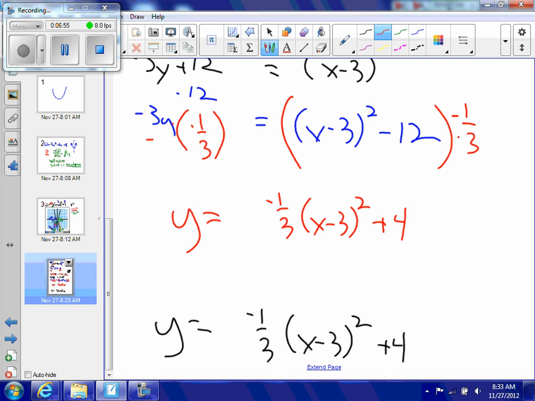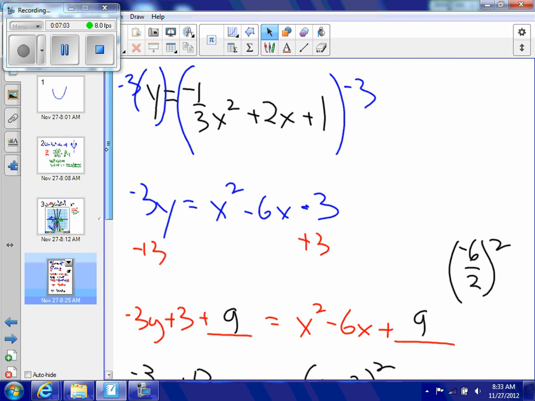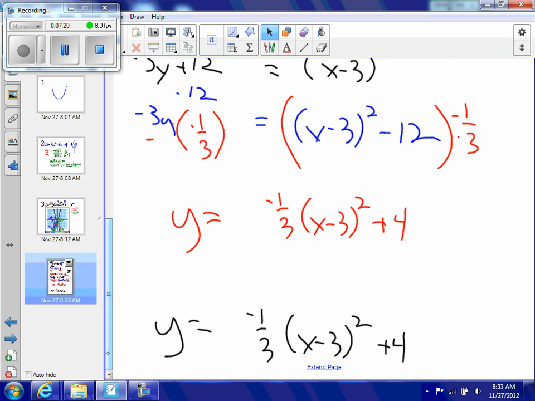Is that right? Okay. And the reason I did that is because I knew from the very beginning of my problem up here that my a is negative 1/3. And the a is going to be negative 1/3 regardless of what form I take. Right? So I just wanted to keep my a in that form of negative 1/3. So now I'm in vertex form.